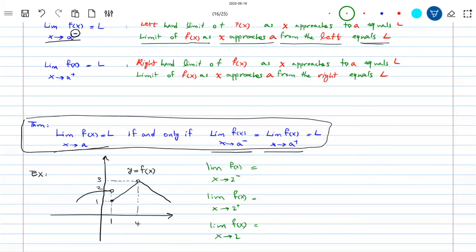Let's calculate each one. Limit f of x as x approaches 2 from left side. Sorry, 1. Why did I pick 2? I don't know why I picked 2. 1. Okay, let's approach 1 from left and right.